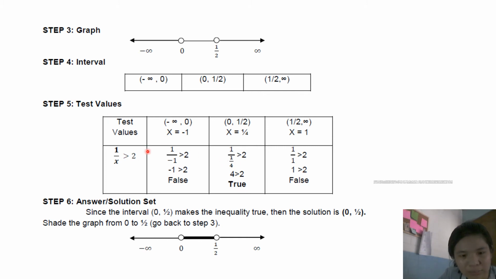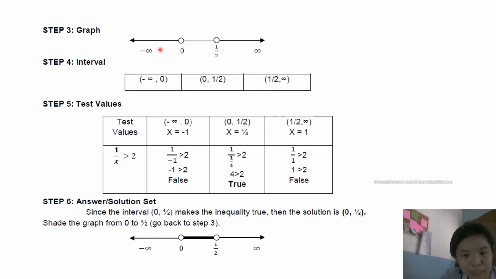Look at the test values here. Negative infinity to 0 is false, and 1/2 to positive infinity is also false. But 0 to 1/2 is true. Therefore, that makes the inequality true. Our solution is 0, 1/2. So, therefore, we can shade the graph from 0 to 1/2.